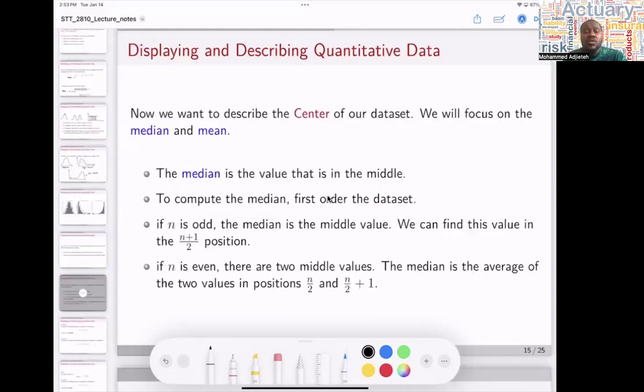Now we also want to describe the center. To describe the center of a data set, we are going to focus on two things: the median and the mean. These two describe the center, but they can be different, and there are also situations where they are the same. They could be different because the median is robust to outliers. What it means is that when there are outliers in the data set, the median is more resistant to outliers than the mean. So what do I mean by that?